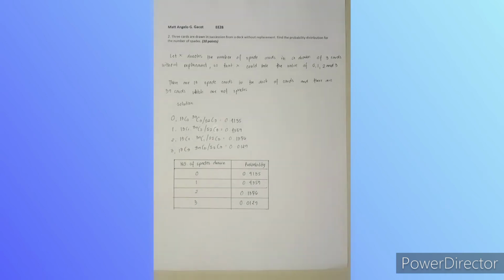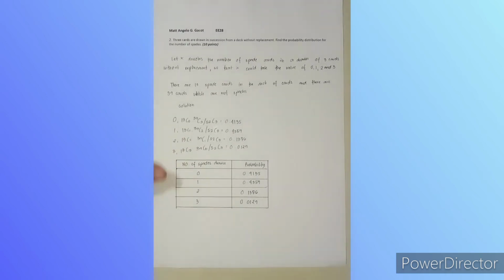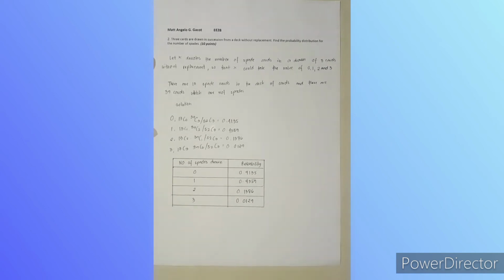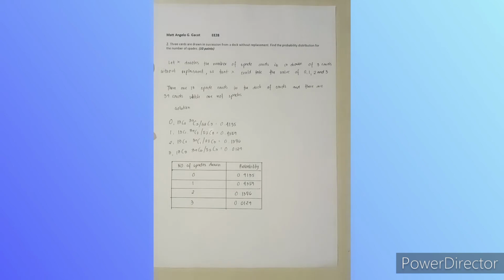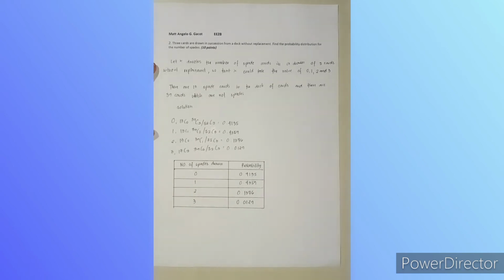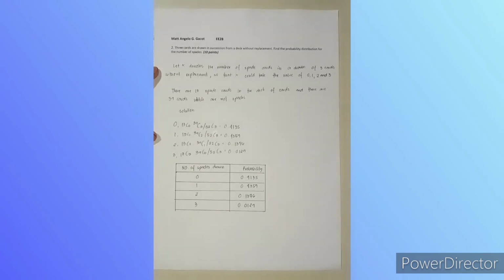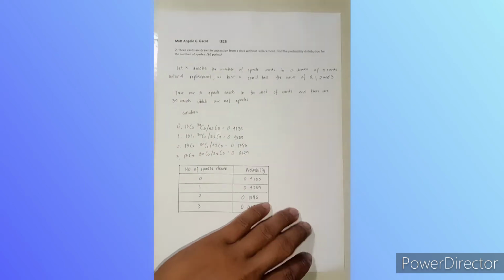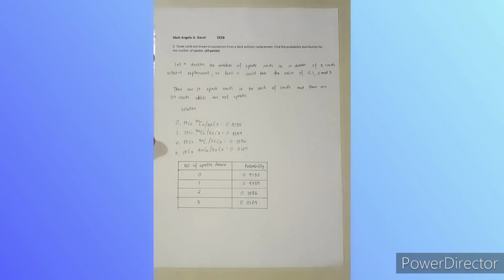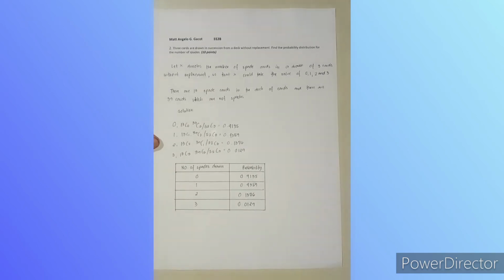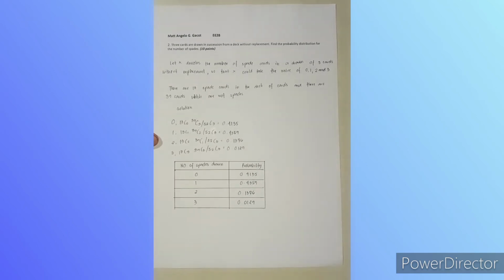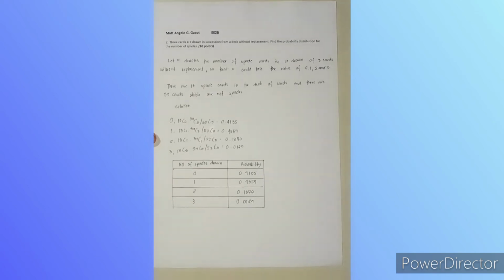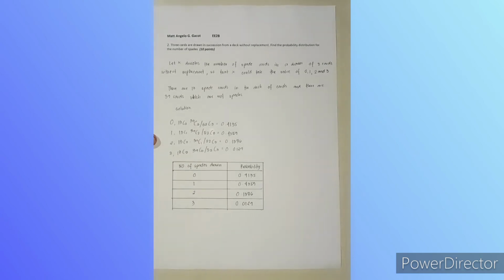So, for problem number 2, 3 cards are drawn in succession from a deck without replacement. Find the probability distribution for the number of spades. Let x denote the number of spade cards in a draw of 3 cards without replacement, so that x could take the value of 0, 1, 2, and 3. There are 13 spade cards in a deck of cards, and there are 39 cards which are not spades.